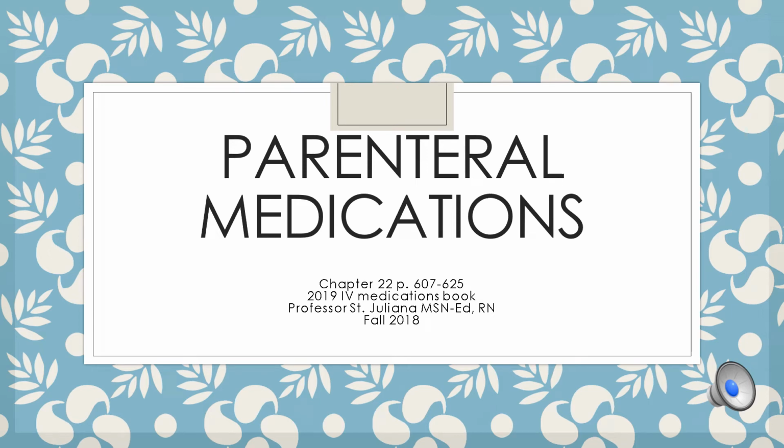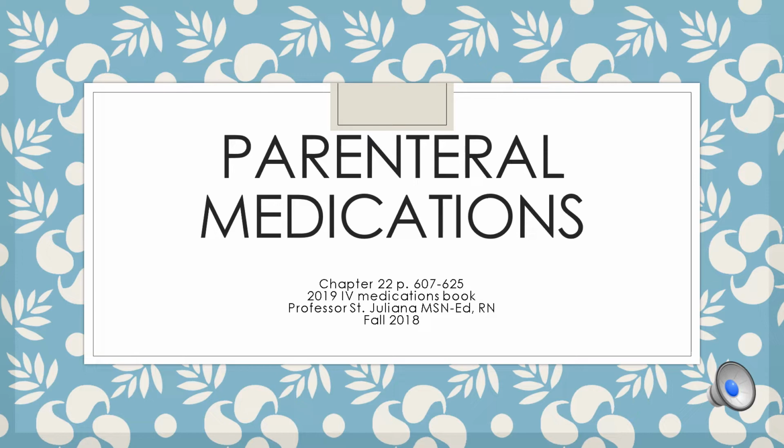Skill 2 for Nursing 234 is parenteral medications. This is found in Chapter 22 of your Perry and Potter book. You will also need Gerhardt's 2019 Intravenous Medication book. It's spiral bound. If you want to pass successfully, you'll need to know how to calculate flow rates. I'll talk about that more throughout the chapter, or how fast you push an IV.